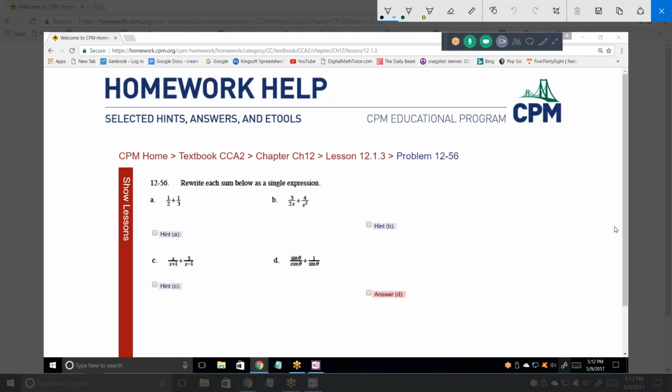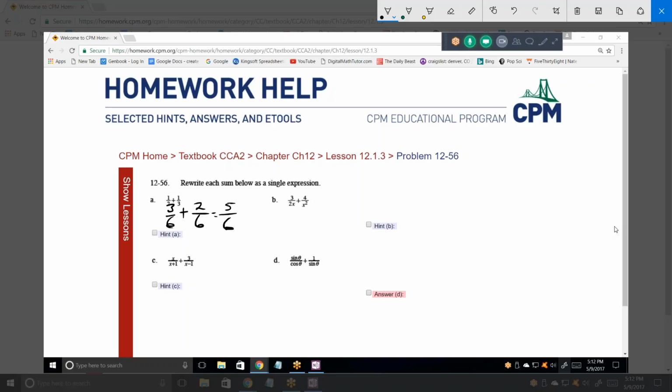Okay, what's the common denominator going to be? 6. What's the left fraction in terms of sixths? 3/6. And the right one? 2/6. What's the answer? 5/6.